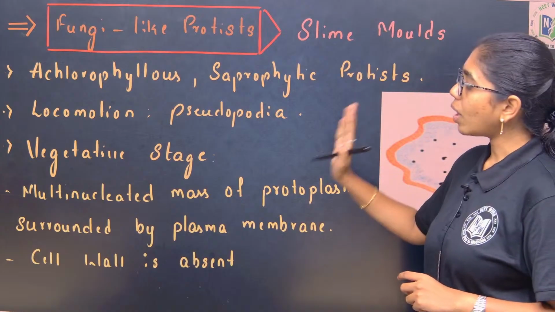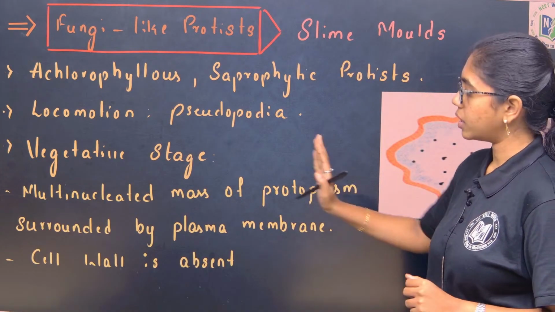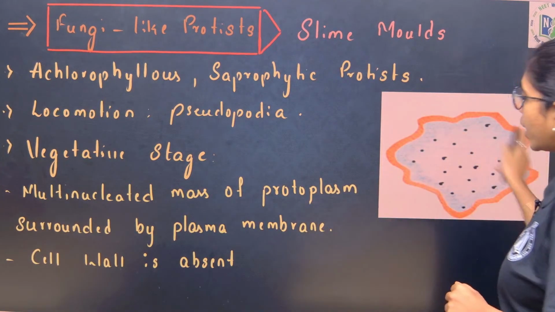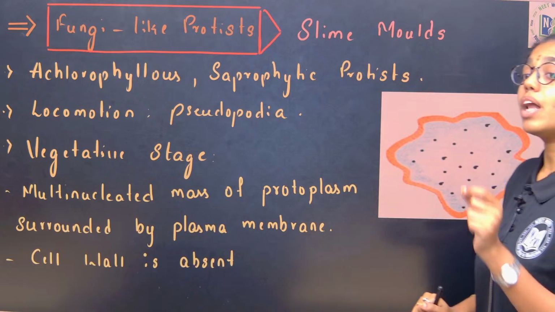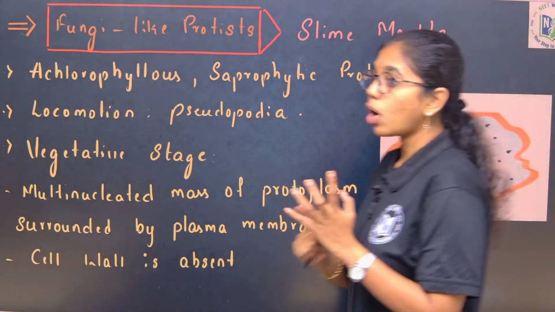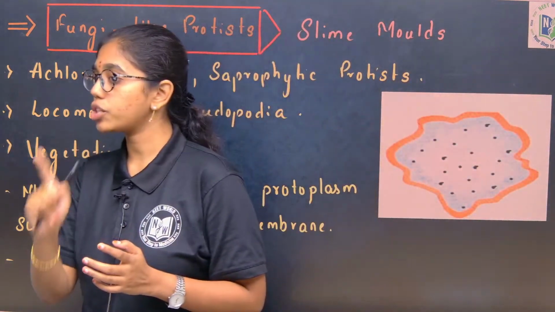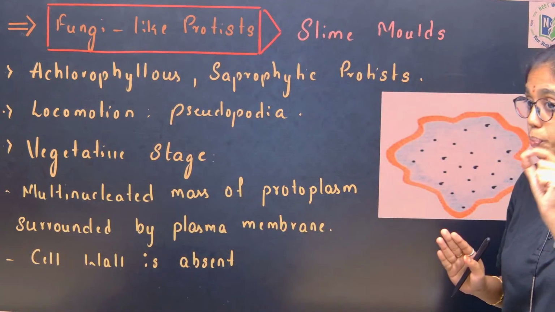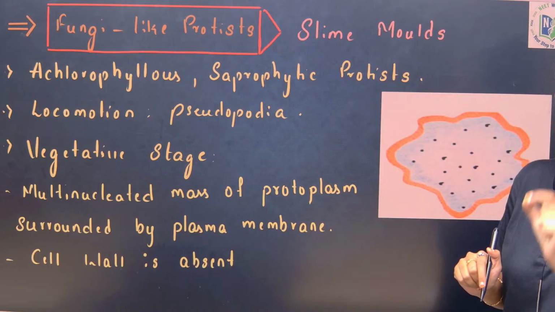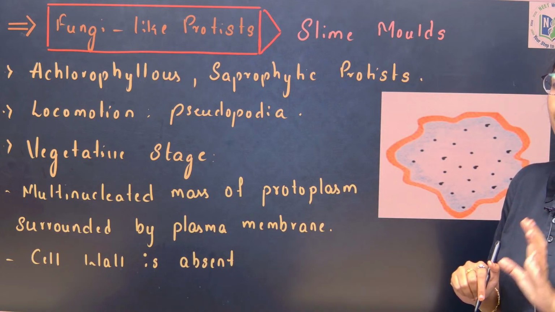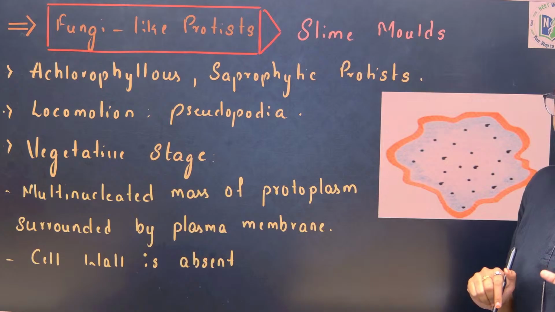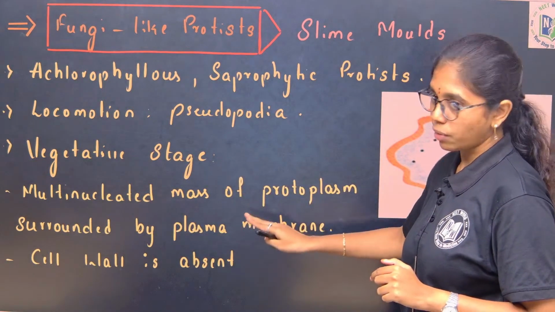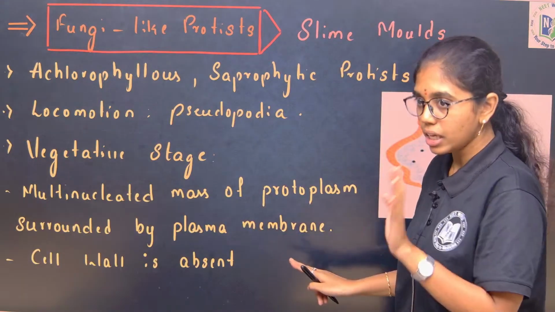And what is the vegetative stage of this? That is a multinucleated mass of protoplasm, which is surrounded by a plasma membrane. Cell wall is absent in the vegetative stage of the slime molds. Remember, but cell wall is present in the spores that are released from the slime mold plasmodium during unfavorable conditions. Remember the statement properly. The vegetative stage is multinucleated, surrounded by cell membrane, and does not have any cell wall.